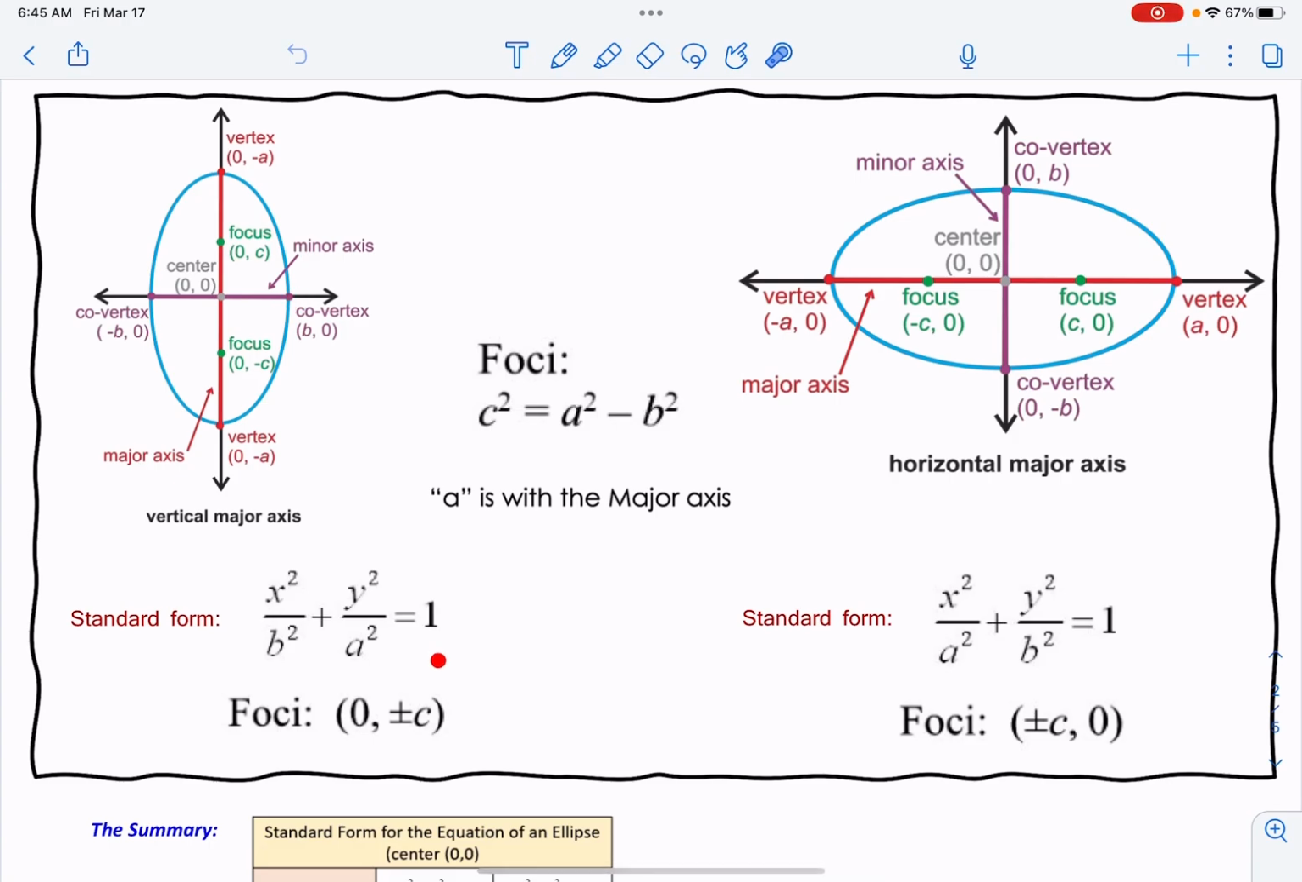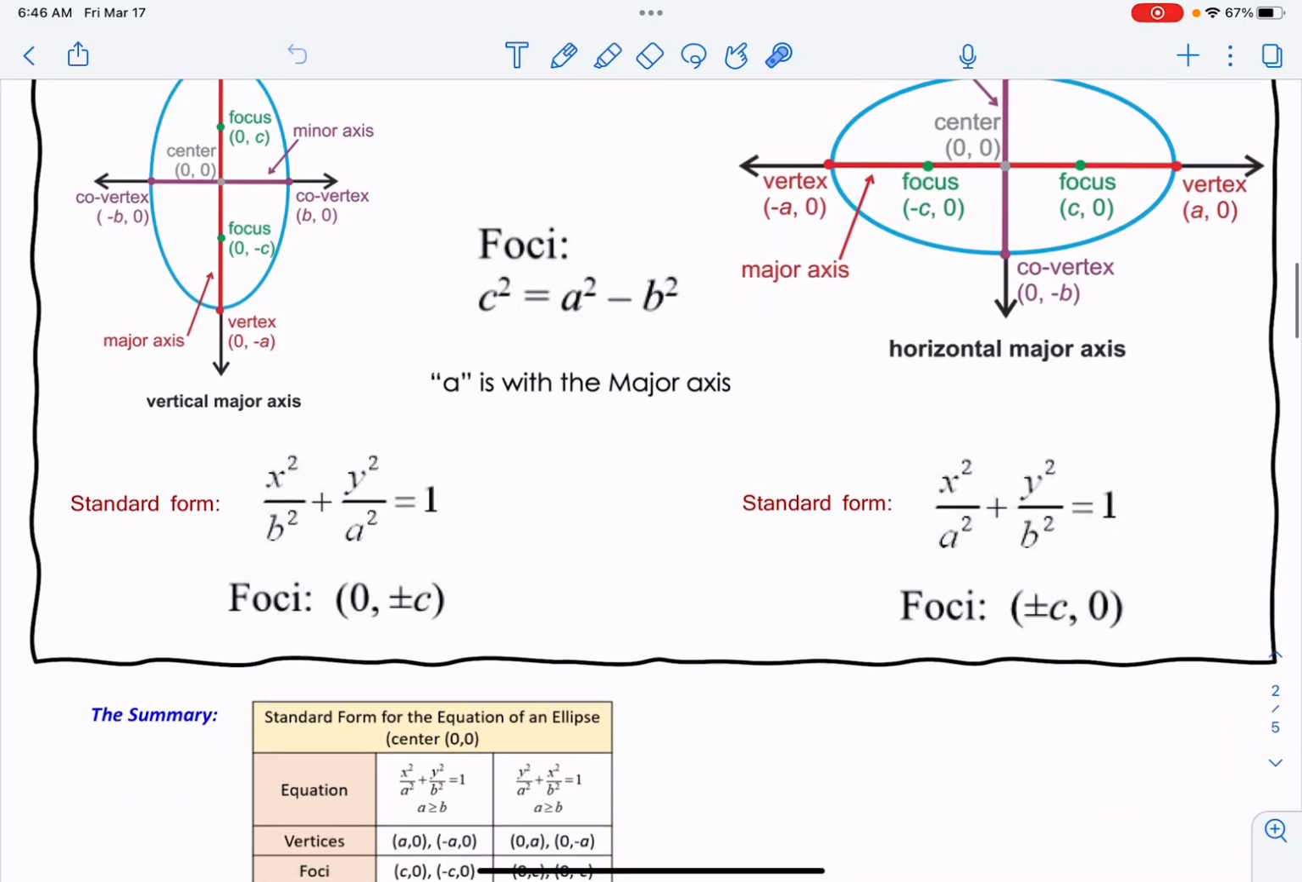Then our foci, these 2 points, we're going to use something that kind of looks like the Pythagorean theorem, but be very careful because notice there's a minus here. So it's going to be c squared is equal to a squared minus b squared. And that's how we're going to get the distance. We're going to get the c, which is going to be the distance from 0 to the focus. And the same thing's going to apply when it's horizontal. The only thing is that the a now is going to be the distance horizontal from the center, because that's going to be our major axis.